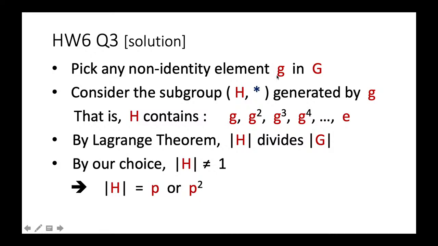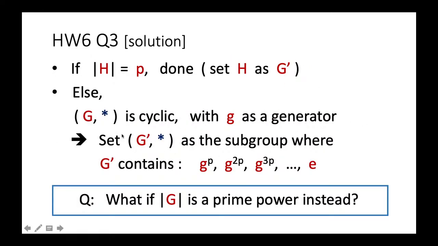So we are lucky that we have found the generator of G, because this G will generate all the items in big G. So in that case, G star will be a cyclic group with G as its generator. And then we set G prime star as a subgroup such that G prime contains the item G to the power P, G to the power 2P, G to the power 3P, and so on and so forth. G to the power P squared is actually equal to E. So in that case, we will have exactly P items inside.